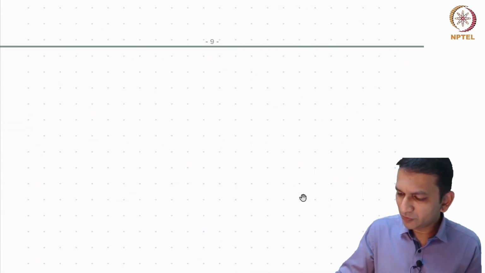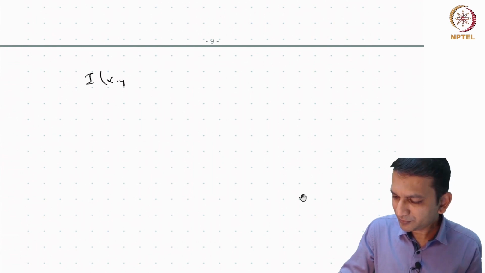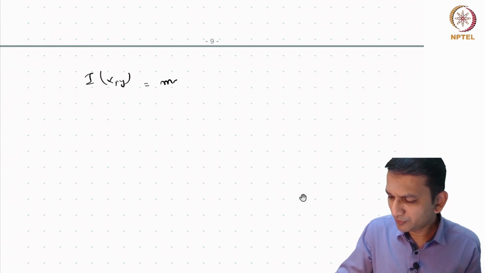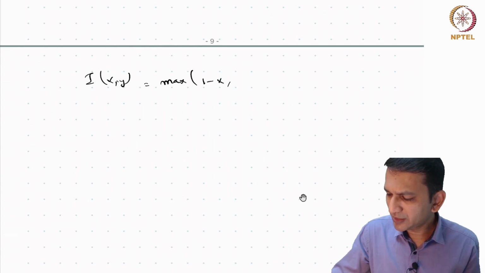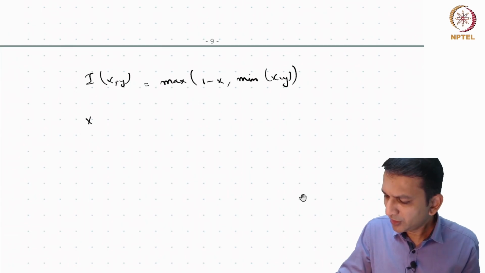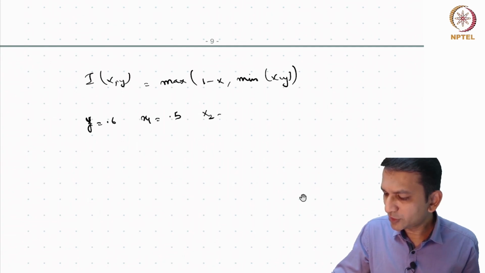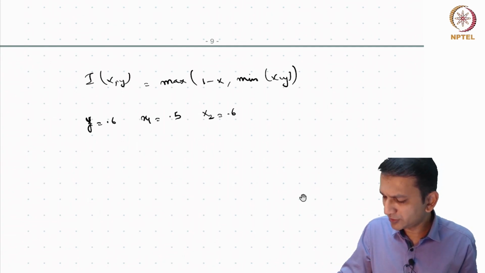Let's look at this formula: equal to max of 1 minus x, comma, min of x, comma, y. So let's fix a y. Let's fix y to be 0.6 and take two values for x. x1 is equal to 0.5 and x2 is equal to 0.6.